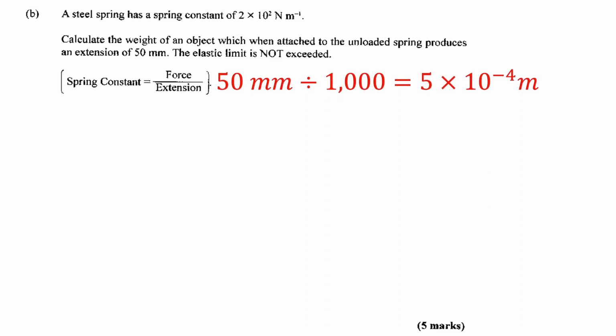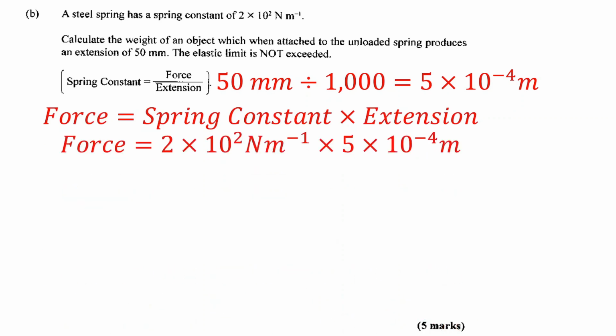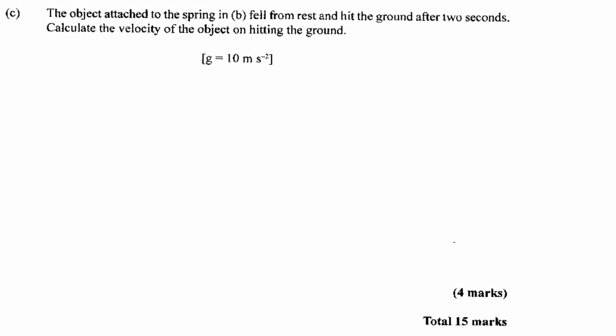Then we need to rearrange our formula to make force the subject, so force will be spring constant multiplied by the extension. Substituting our values, the meters and the per meters are going to cancel out, and we're going to be left with units of newtons. So when you multiply 2 times 10 to the second and 5 times 10 to the negative 4 using your calculator, that will give you 10 newtons. And that's the answer.